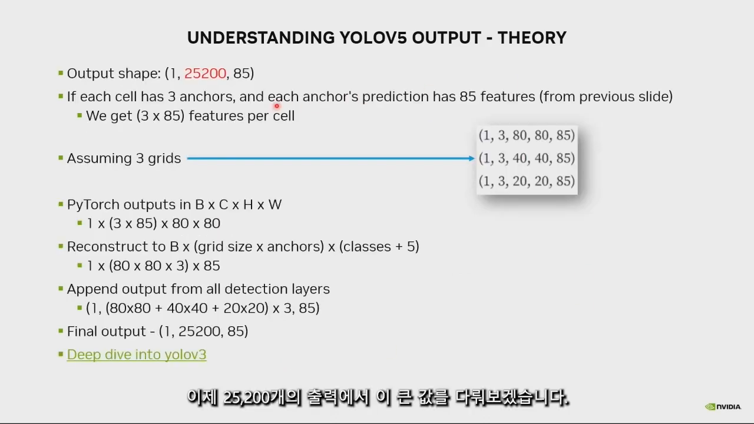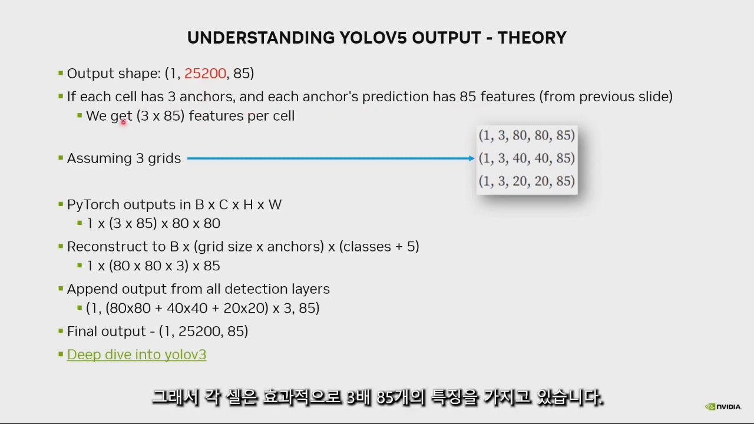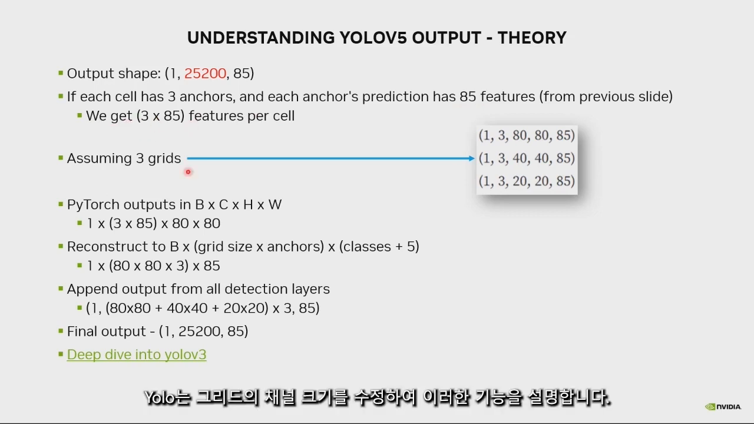Now, coming to this big value in the output, 25,200. Let's consider one cell in the image like we discussed earlier. This cell has 3 anchors, and each anchor represents the prediction with 85 features. So each cell now effectively has 3 times 85 features. YOLO accounts for these features by modifying the channel size of the grid.